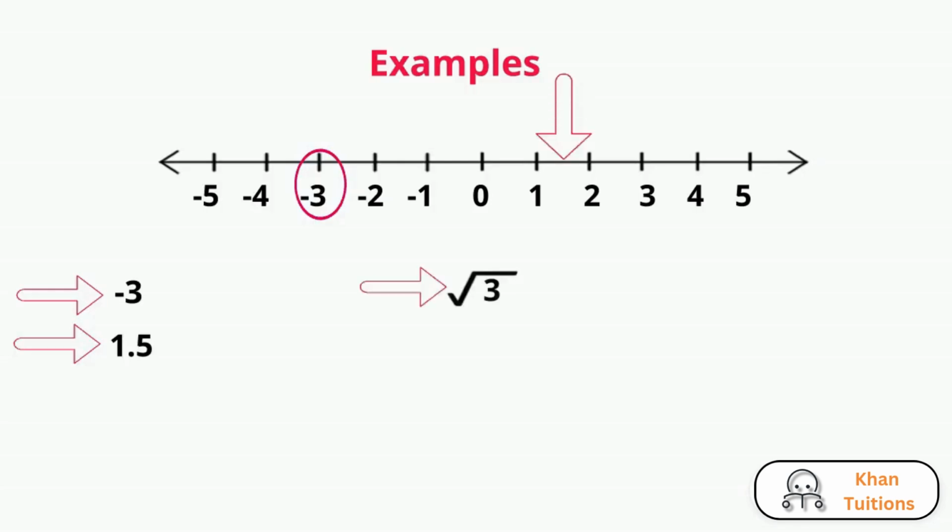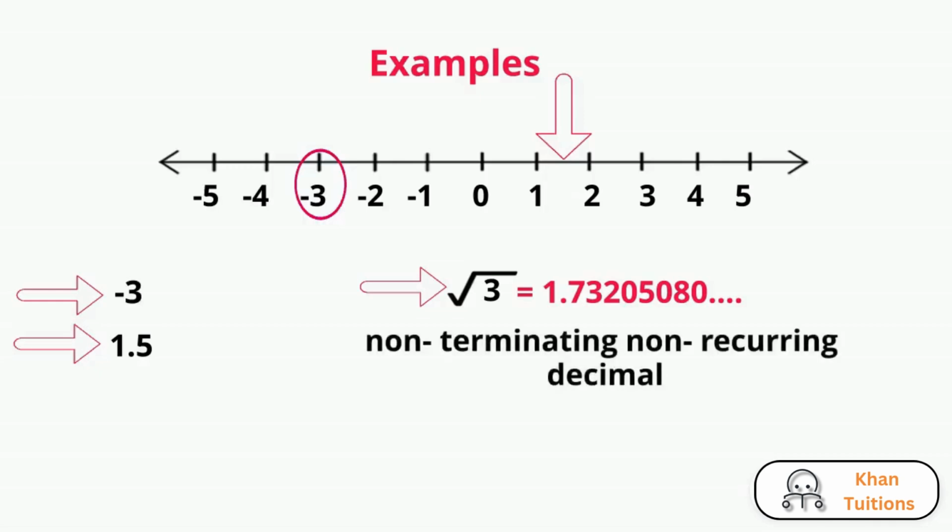The next is under root 3. If we calculate the value of root 3, it will be approximately this. Look at the digits after decimal point. These digits do not end. These kinds of numbers are called non-terminating decimal numbers. Means they do not stop after decimal point. It sounds weird, but these numbers can also be plotted on the number line. So root of any positive number is also a real number.